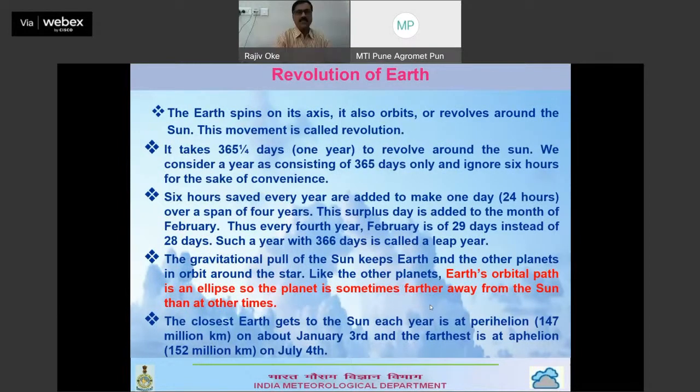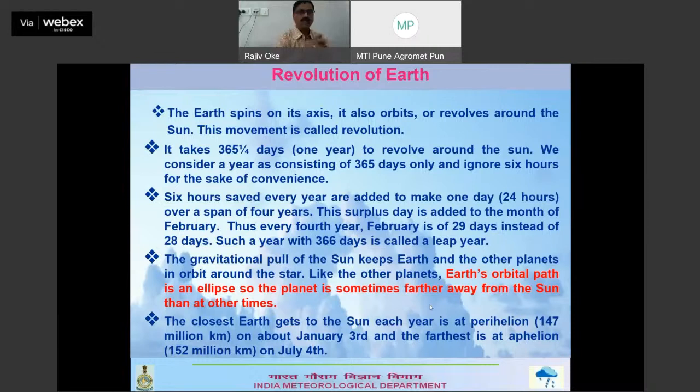Similarly, revolution, because Earth is simultaneously rotating as well as revolving. So Earth spins on its axis, and along with its self-movement, it is also orbiting around the Sun. That is called revolution. It takes around 365 and a quarter days to revolve around the Sun.